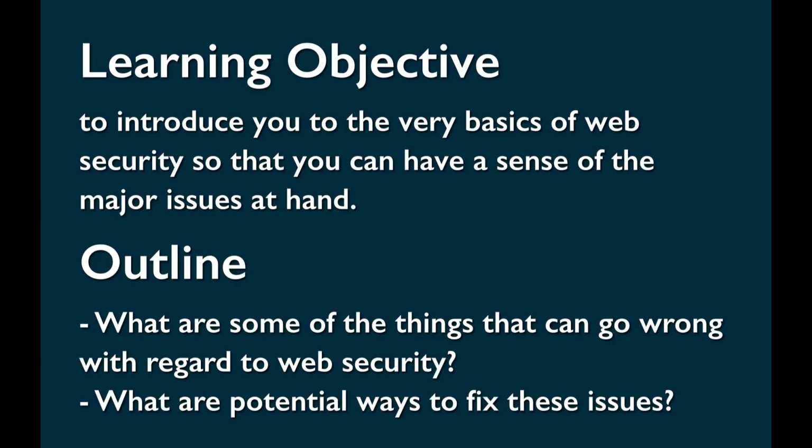The objective is to introduce you to the very basics of web security so you can have a sense of the major issues at hand. Outline: what are some of the things that can go wrong with regard to security, and then what are potential ways to fix these issues?